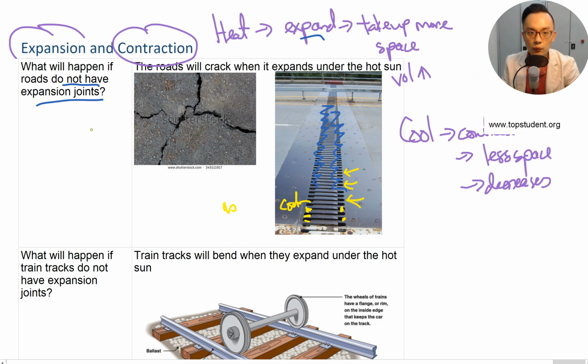Okay, and what will happen if you do not have all these expansion joints? Now, you're going to see things like this. You're going to see cracks on the rod. The rods will crack when they expand under the hot sun, because there's no space for the rod to expand. So let's say this is the rod. Okay, look at my fingers. This is the rod. No space to expand. It will expand out, and then after that, crack. So that's what happens to the rods when there are no expansion joints.